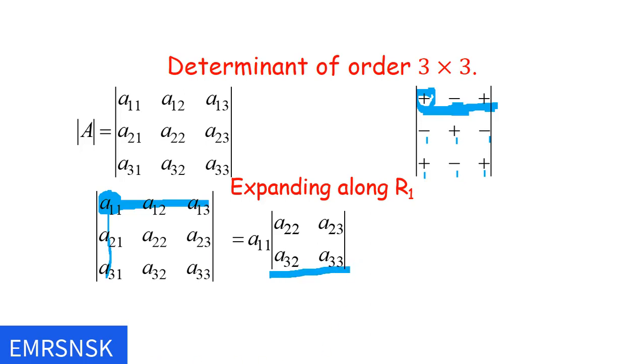Now you are expanding this along first row. That means what is the second element? A12. And what is the sign of A12? A12 is negative here. Okay, A12 is negative. So I will erase this.